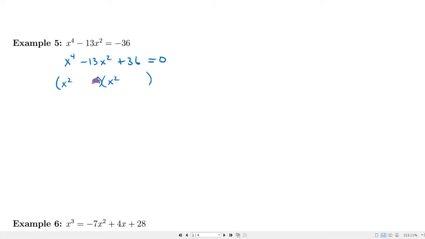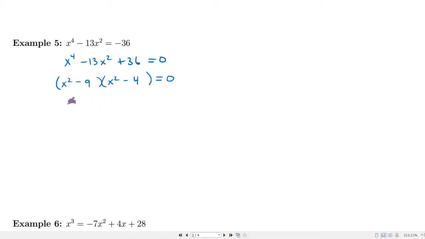We need the product of the last two to give us positive 36. Since we're getting a negative in the middle term, it looks like we're going to have a minus and a minus. And can you think of any two factors of 36 whose sum would give us that 13? Well, that seems like it would be 9 and 4, right? So 9 and 4. And so that should work. So that would be minus 4x squared minus 9x squared would give us the minus 13x squared and then the plus 36. Okay, so that looks good.